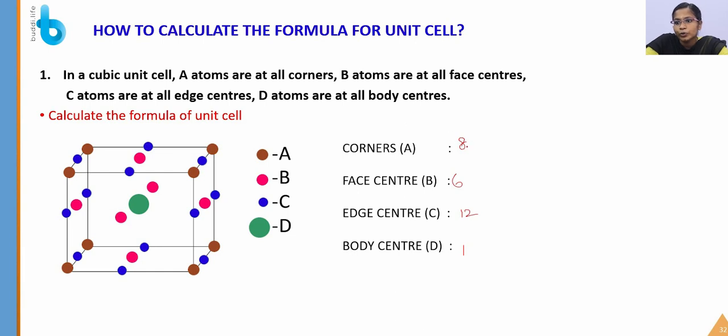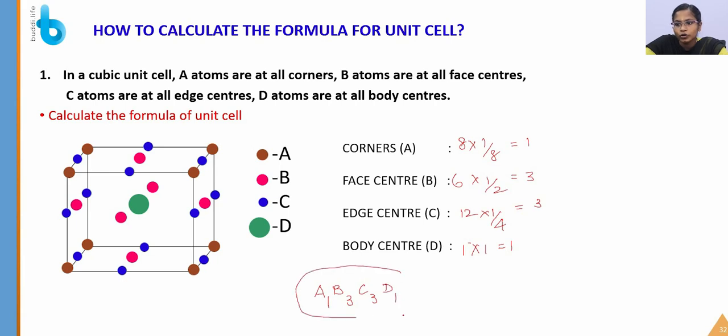What is the contribution of the corner atoms? 1 by 8, so 8 into 1 by 8 is equal to 1. Face centered atoms: 6 into 1 by 2, so 3. Edge centered atoms: 12 into 1 by 4, so this is also 3. And the body centered atom is 1. With these values we can write the formula for the unit cell. For A the value is 1, so A1, B3, C3 and D1. So this is the formula for the unit cell. Now we'll see the next one.